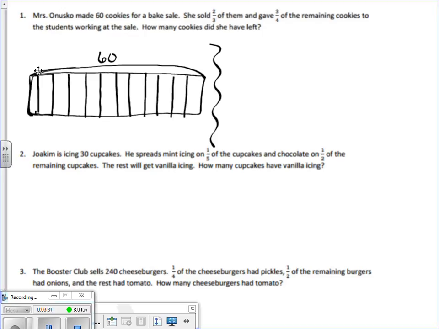So, if she sold 2/3 of the 60, how can I figure out how much of this would actually be 2/3? Malena? Why would it be 2/12? Because the whole is 12 and you cut into 2. Maybe you can say 2.